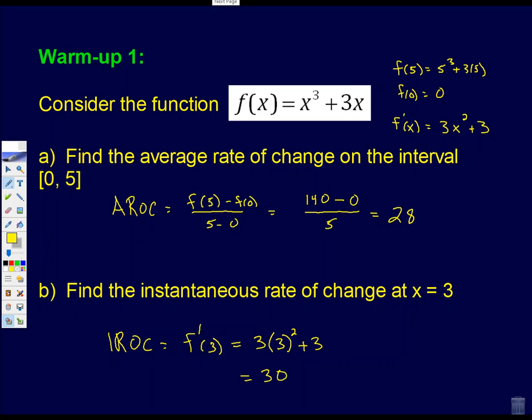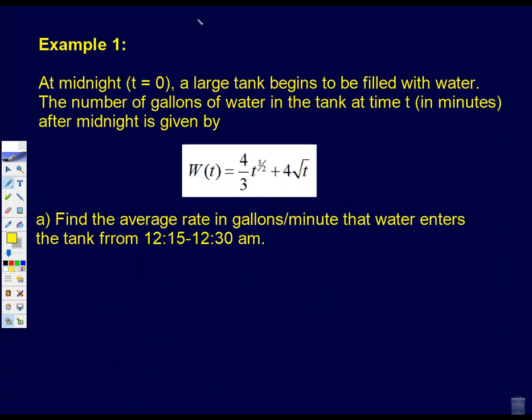Well, let's apply this to an actual context now. So I'm going to introduce another function to you. And in the paragraph up here, we're going to describe what this equation does. So here's the context. It says at midnight, midnight will be represented by the time t equals 0. A large tank begins to be filled with water. The number of gallons of water in the tank at time t, which is measured in minutes, after midnight is given by this equation. W of t is 4/3 t to the 3/2 plus 4 square root t.